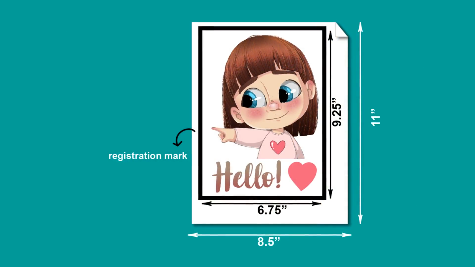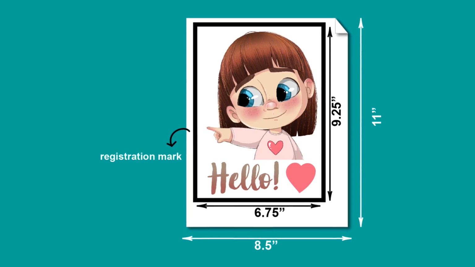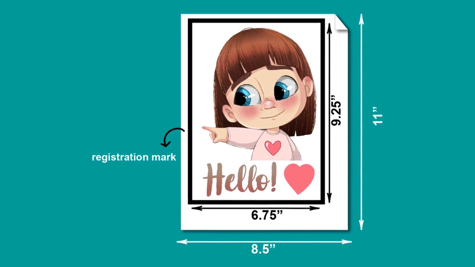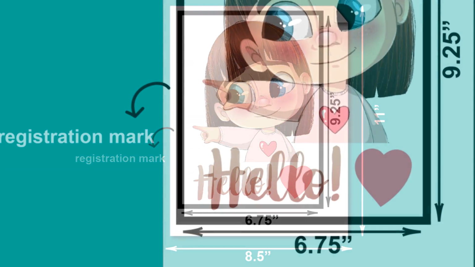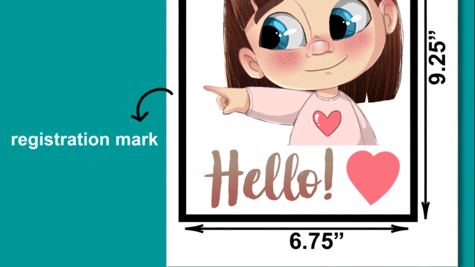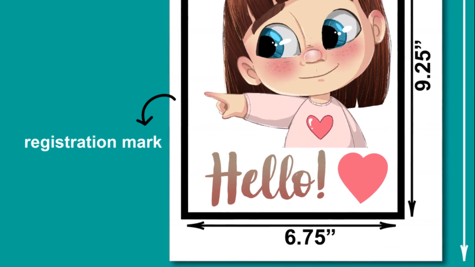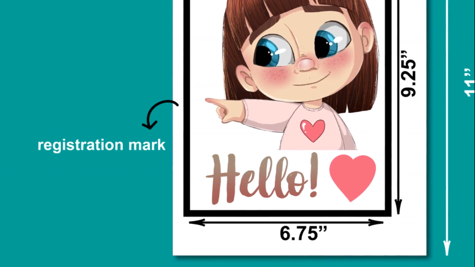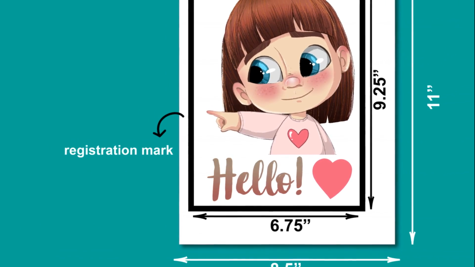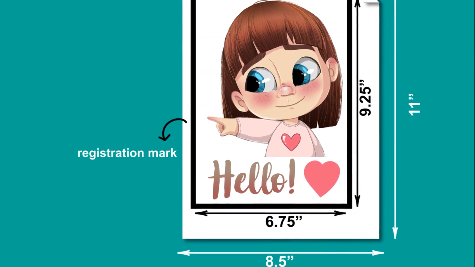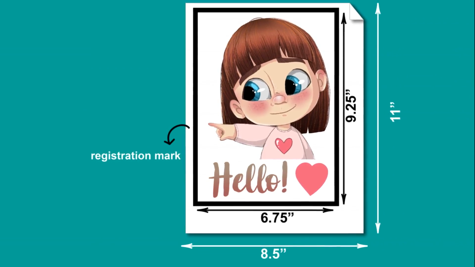Now, the last disadvantage I see when working with pattern fields and Print Then Cut in Design Space is that you will waste a little bit of paper. Print Then Cut only allows you to print a maximum design size of 9 1/4 by 6 3/4 inches. So you will not be able to take full advantage of your 8 1/2 by 11 inch paper.